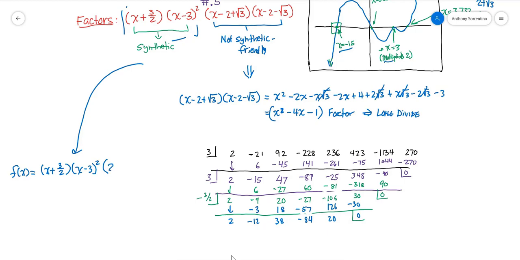So I'm going to have 2x to the 5th. Maybe it's 4th. Let's see, 1x squared. Yeah, it's x to the 4th minus 12x cubed plus 38x squared minus 84x plus 20. Okay, so now I have this.